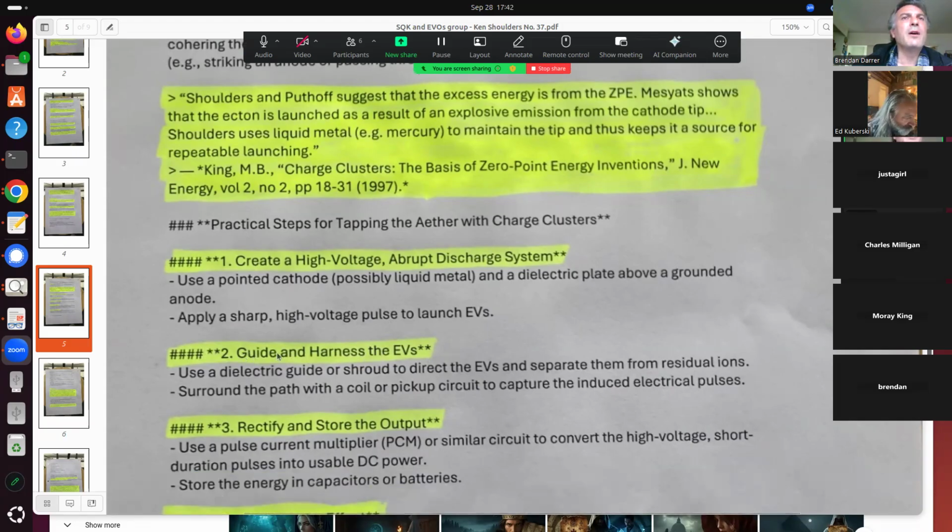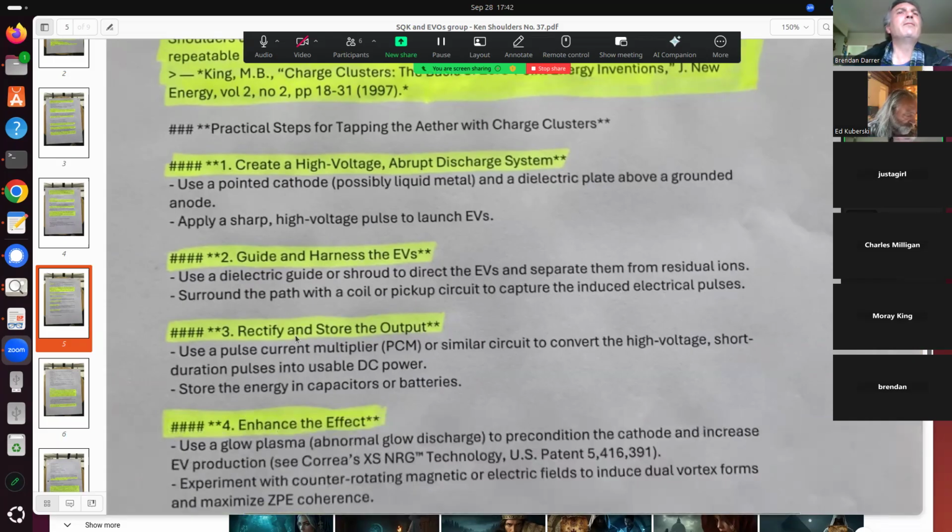Number 2. Guide and harness the EVs. Use a dielectric guide or shroud to direct the EVs and separate them from residual ions. Surround the path with a coil or pickup circuit to capture the induced electrical pulses.